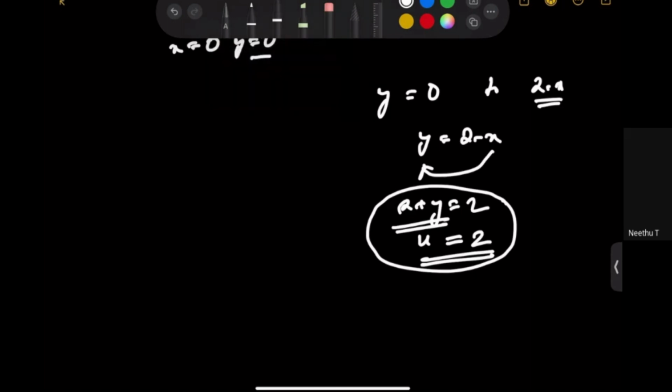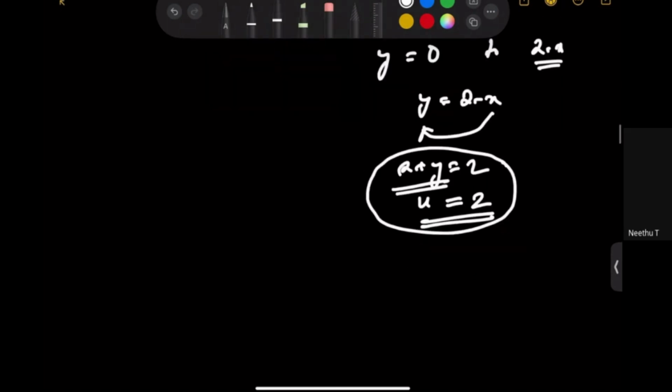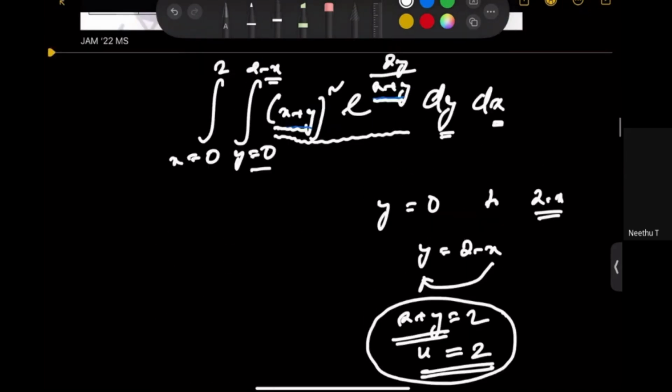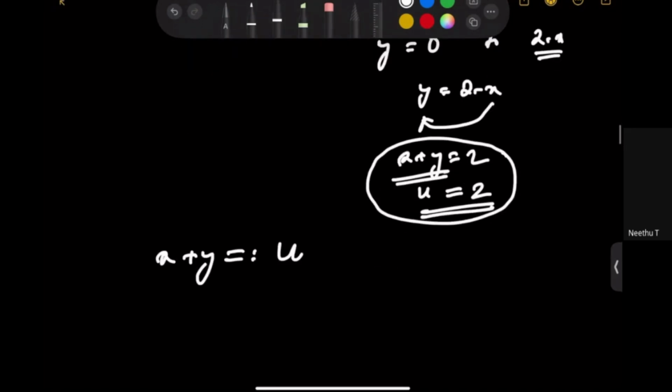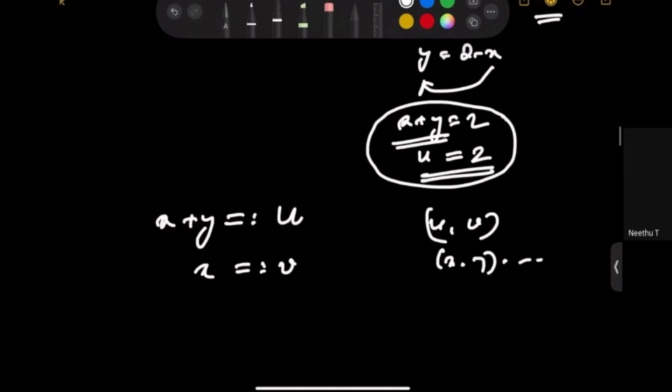So taking the clue, I'll just put u equal to x plus y, and the other variable is just x. X goes from 0 to 2, so we don't have to do anything with x, right? I'll just replace x by v, because we tend to write in pairs, right? u, v, x, y, like that. So I'll just introduce v, replace x by v. That's what I'm going to do.